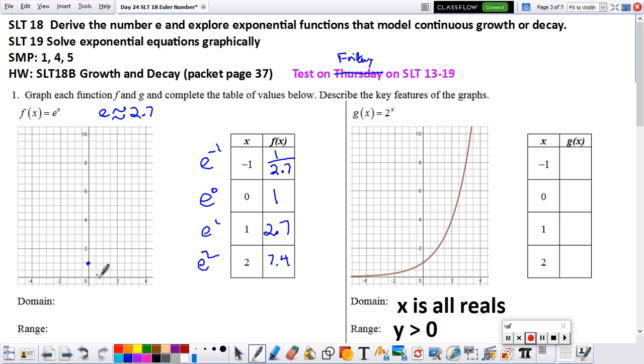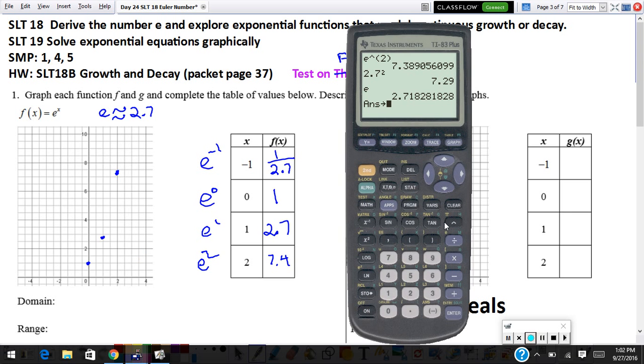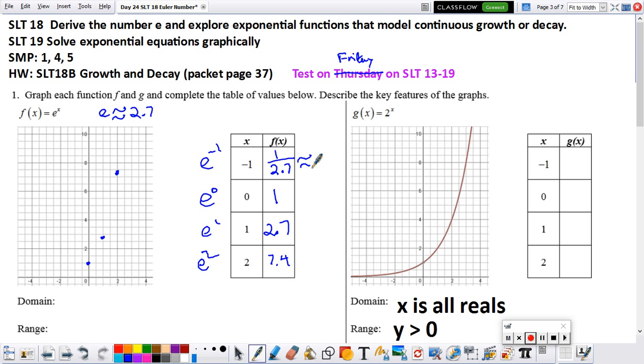All right, so if we go to graph this function, we've got 0, 1. We've got 1, 2.7. Notice each square is worth a half. So we've got 2, 7, so we'll say 7.4 is like here. And then we've got negative 1, let's see, 1 divided by e is approximately 0.4. And from these points, I can get my curve. Just like an exponential function, I'm going to have a dotted asymptote.